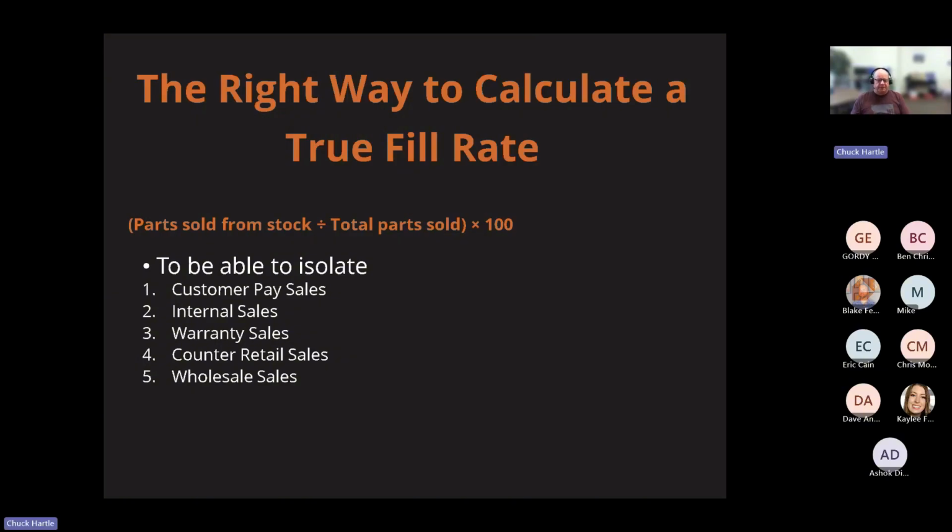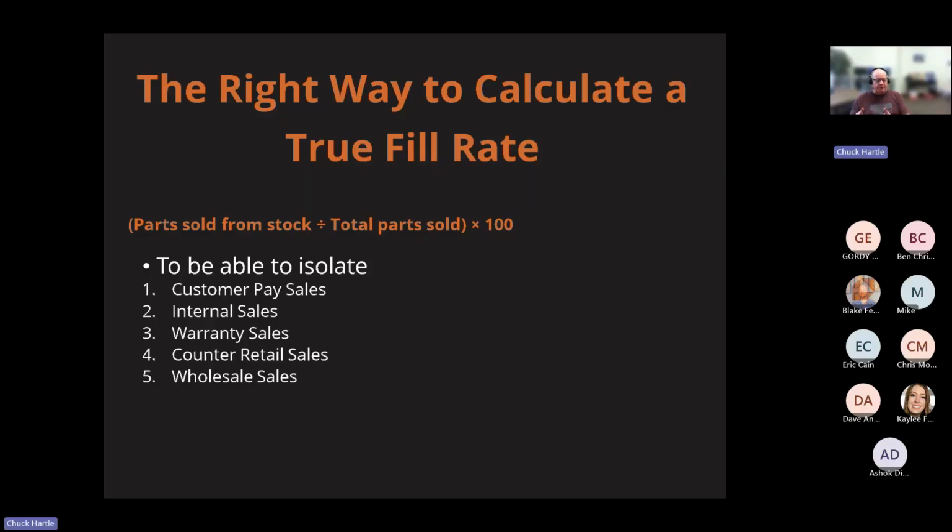Then we get to counter retail sales. That's a very small portion of most people's business anymore. And then another low fill rate, more than likely, especially if you're large into collision or whatnot, is going to be wholesale. So if you can't calculate a fill rate based on each one of these profit centers, you're jumbling it all into one ball based on how you're receiving and what you're doing. That's not too good.